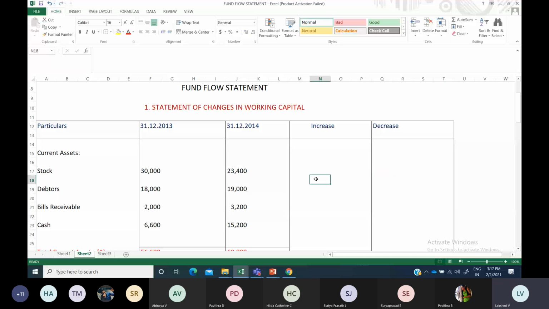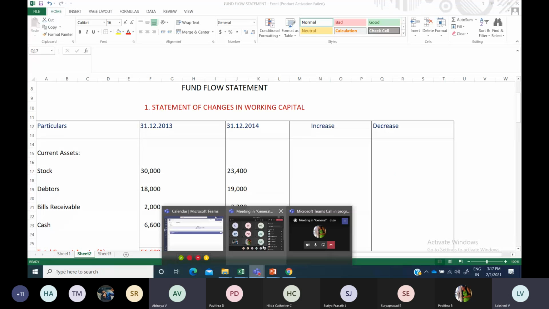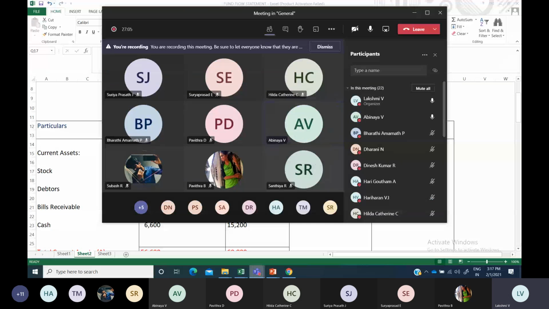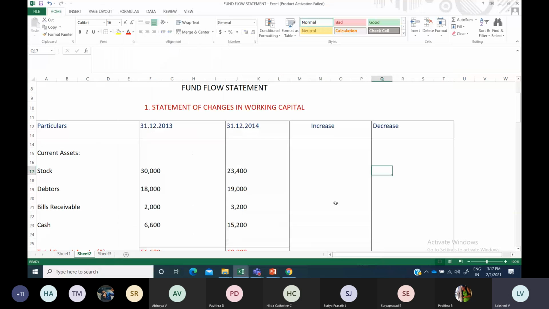Are you simultaneously working out along with me? Yeah, working out along with me. 6,600, ma'am. 6,600. Okay. So you can show it as nil. If you don't have any amount, you can just show it as nil. Wherever you don't have, you just show it as nil.